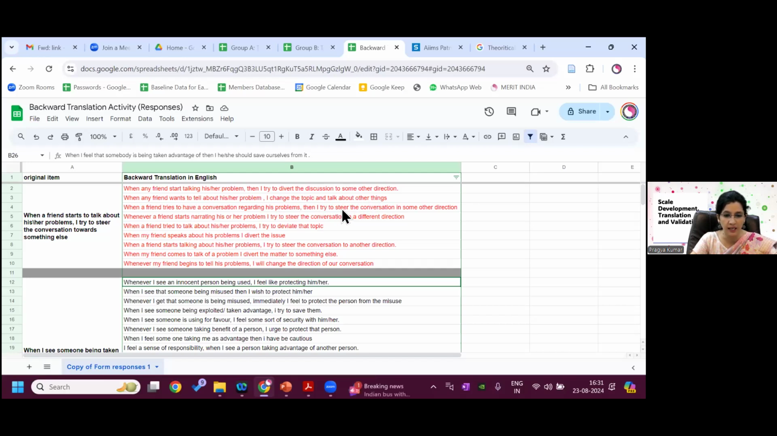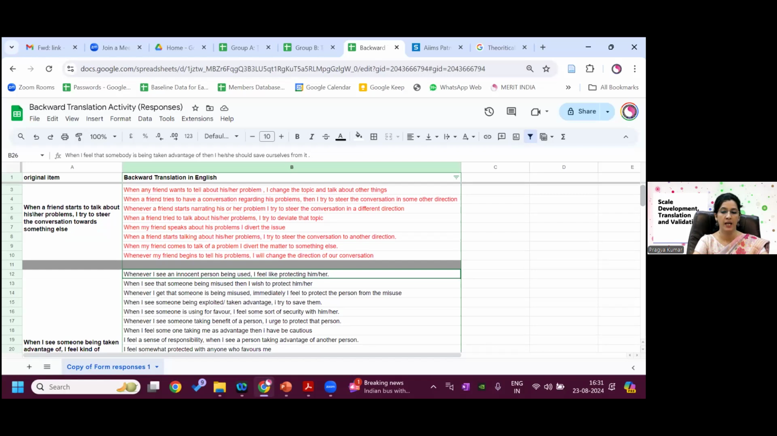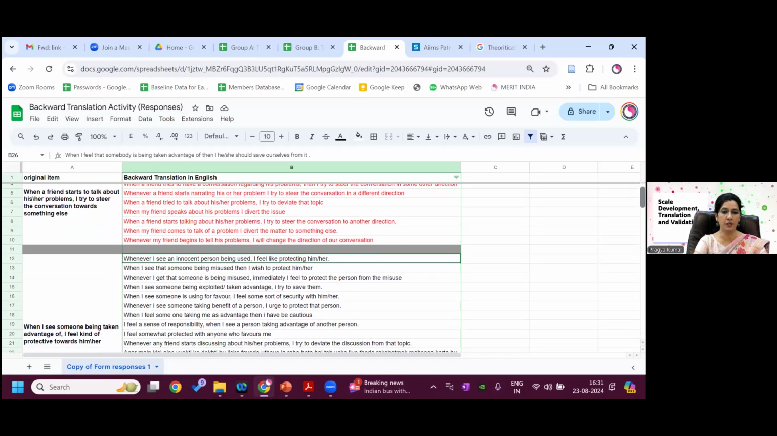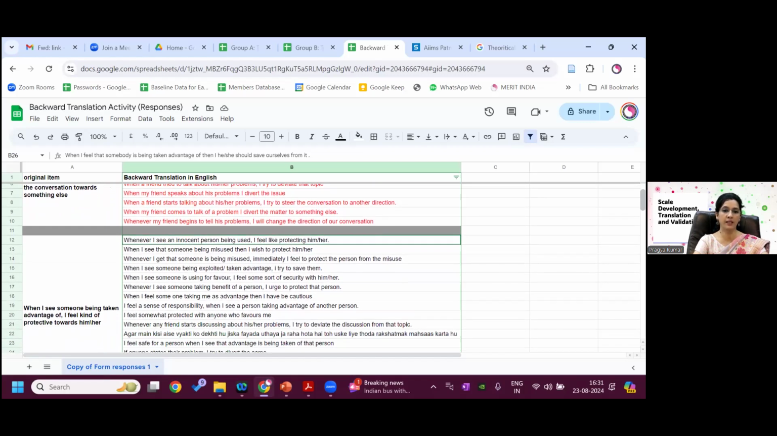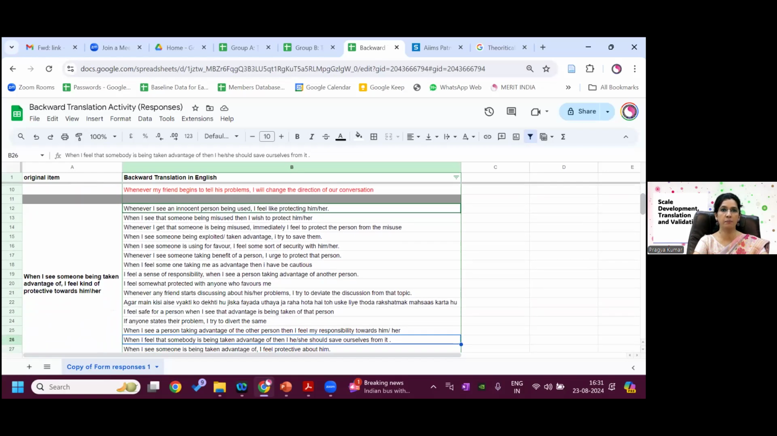Then again, I try to steer. I don't know the person, so it is up to you to decide, but you can see the forward and the backward translation, and then you sit together. All 4 people, the expert, the 2 language experts, and the researcher, sit together and discuss what particular format of this translation you should accept.